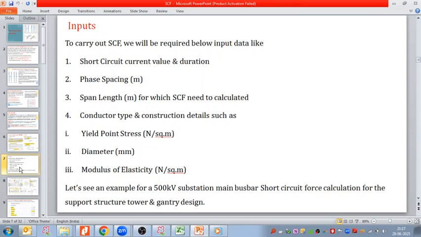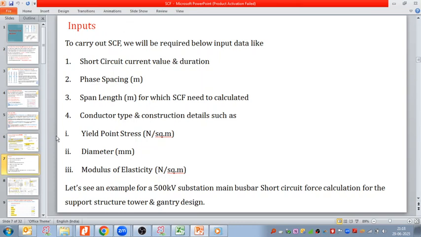And secondly, during an interview, if anyone asks you to tell them about the SCF calculations, why we do them, what inputs are required, and what the steps are to perform the calculations, you will obviously have that knowledge.